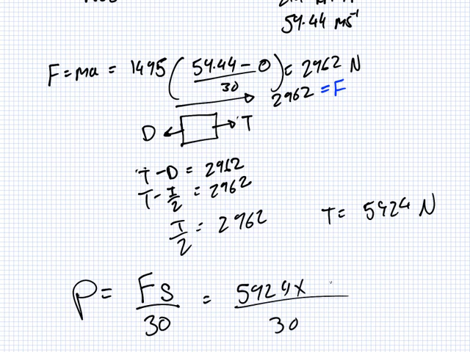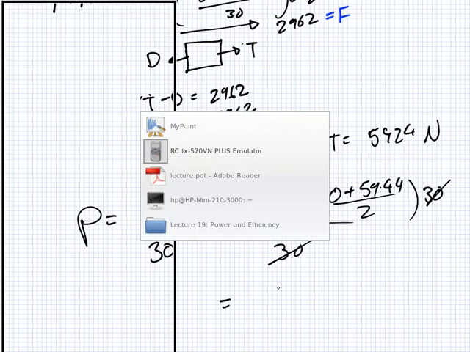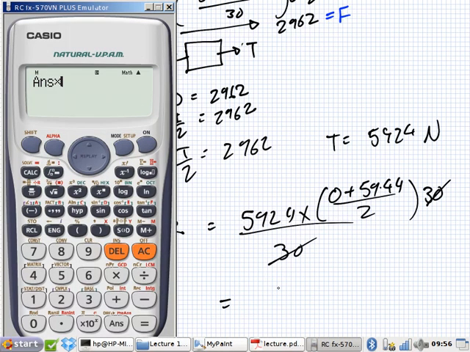What's the best formula to get the distance? U plus V over 2 times T. So that's 0 plus 59.44 over 2 times 30. Well, that's nice because they cancel. So I have that times that over 2. Now I don't know, maybe this is the same answer you got.